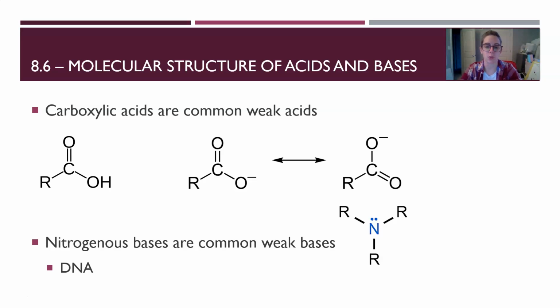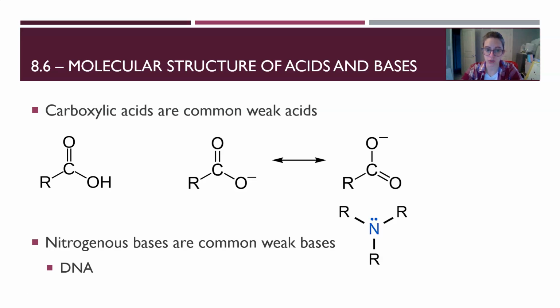Let's look at our weak acids and weak bases. Carboxylic acids are some pretty common weak acids that we're going to see. A generic form of a carboxylic acid is an R group, which can be literally anything you want. It's typically some sort of carbon chain, probably with some nitrogens, maybe some sulfurs. The key part of this is the acid piece, which is that C double bonded to the O and then single bonded to the OH. That's what makes it a carboxylic acid.